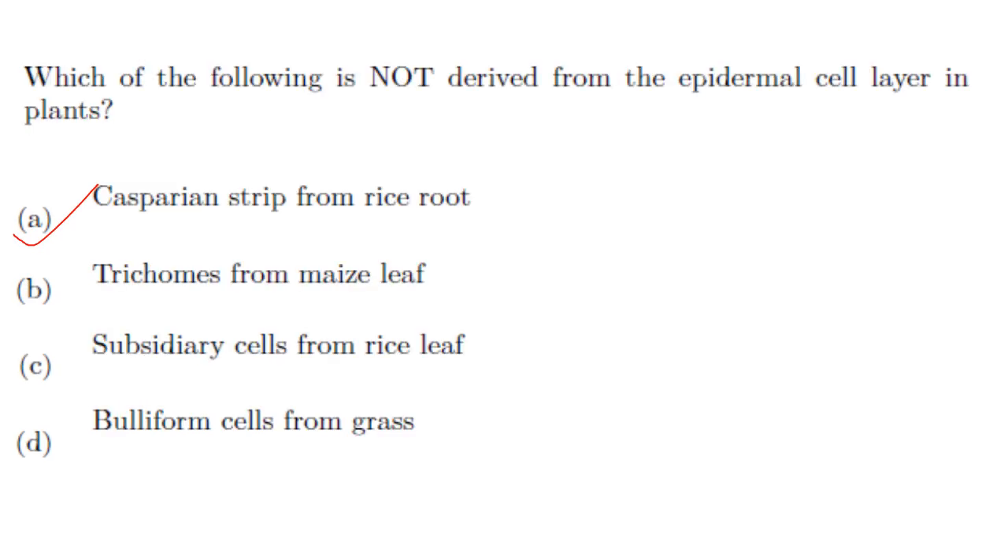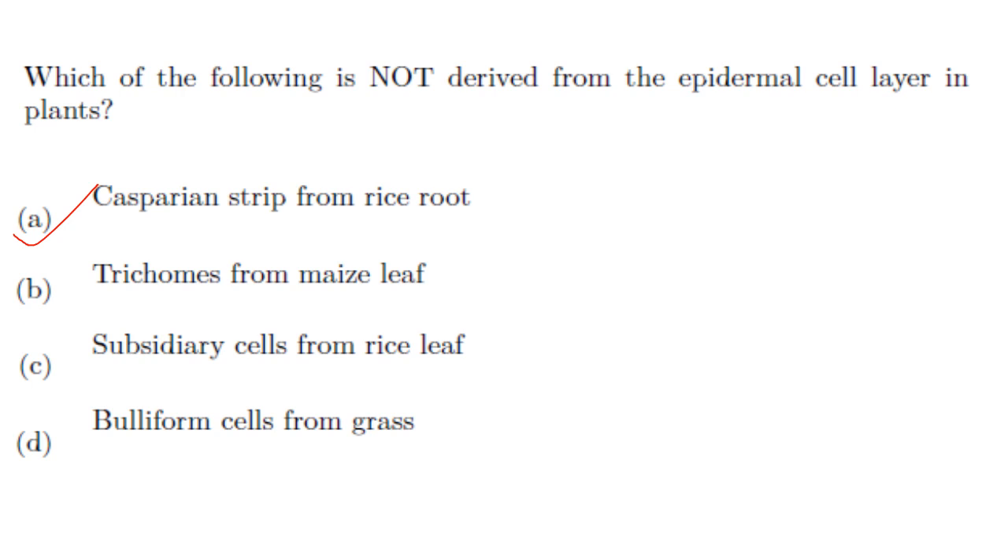So the answer here is troponin. Then next one. Which of the following is not derived from the epidermal cell layer in plants? So Casparian strips from rice roots. That is the answer. Option A is the answer. Why? Because they are derived from the endodermis. Casparian strips are derived from the endodermis, not from the epidermis.